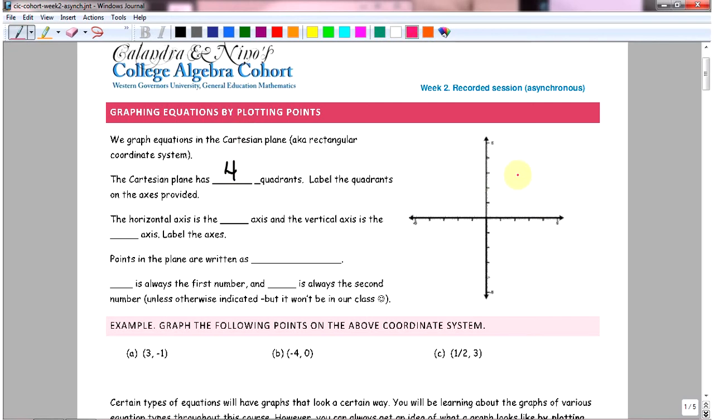Okay, so starting in the top right corner, that's going to be the first quadrant, and then we move counterclockwise. So our second quadrant is here. The third quadrant is at the bottom left, and the fourth quadrant is at the bottom right.